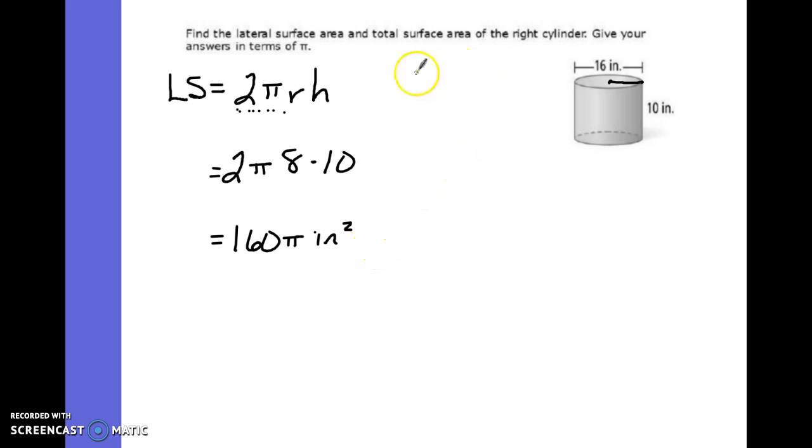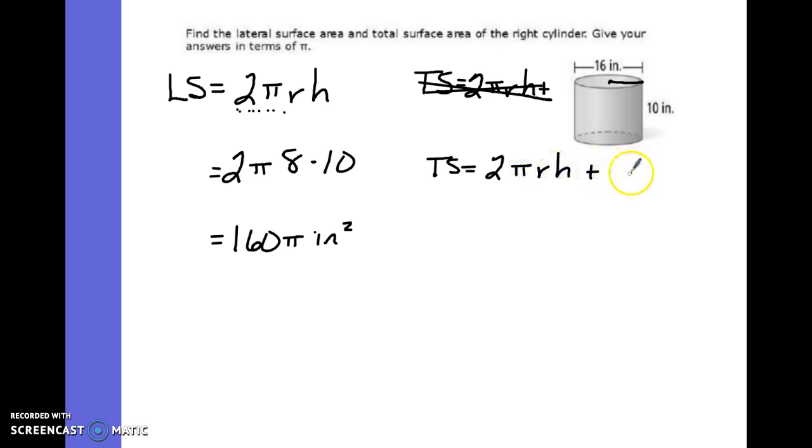Now, to get the total surface area, it is 2 pi r h plus, oops, kind of ran out of room, didn't I? So let me mark that out. 2 pi r h plus 2 pi r squared. You recognize this part. This is the same as this whole thing. So you know that is 160 pi.